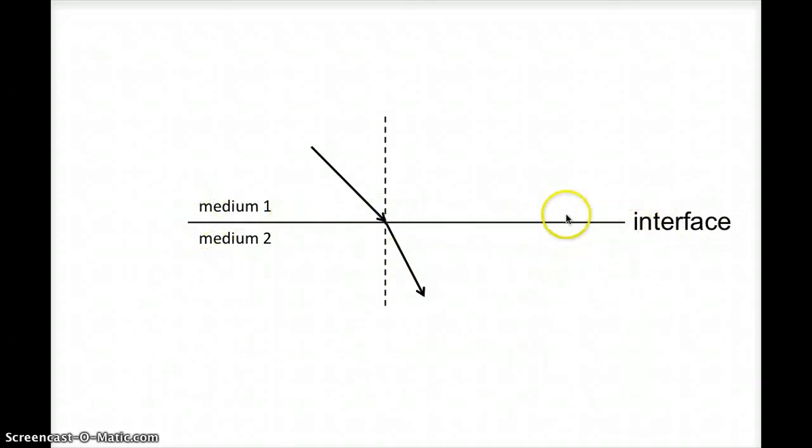So everything above this bolded line, everything above the interface, is air, or medium 1, and everything below is medium 2, or water. The dotted line is called a normal. We call it a normal because this dotted line is perpendicular to the interface. And in mathematics, normal is another word for perpendicular.